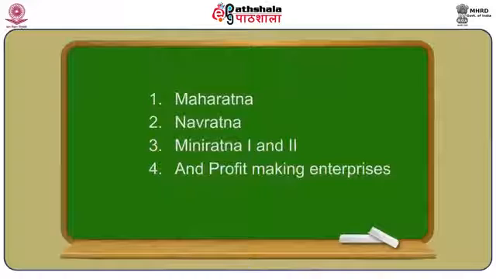Presently, there are 16 Navratna companies, and the public sector during the economic liberalization phase has special features which have been included to get onto this status. These include the autonomy of PEs to be classified under these four important segments, that is Maharatna, Navratna, Miniratna 1 and 2, and profit-making enterprises.